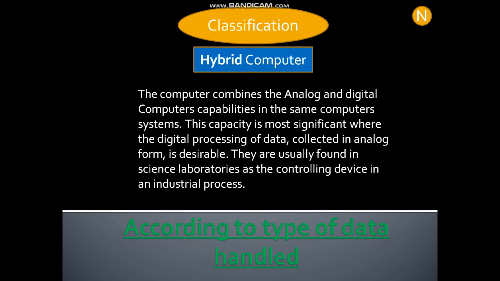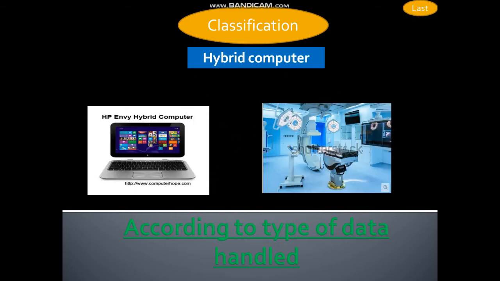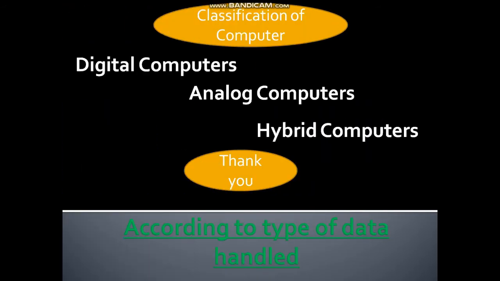The capability is most significant where the digital processing of data control in analog form is desirable. They are usually found in science laboratories as a controlling device in an industrial process. These are the hybrid computers.